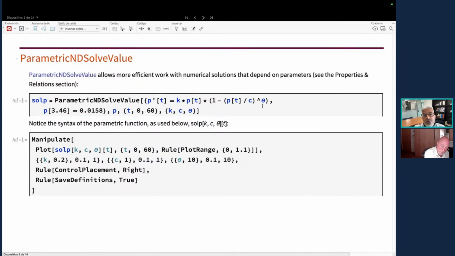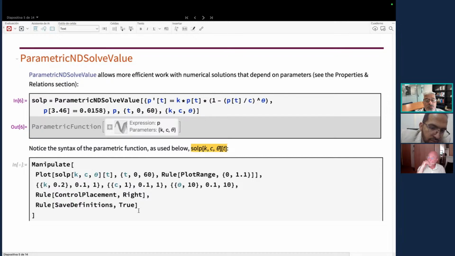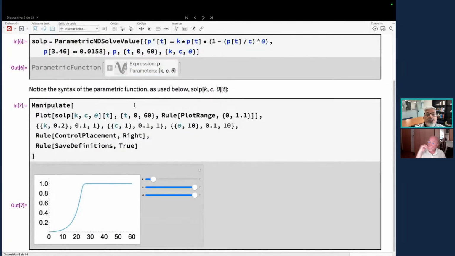ParametricNDSolveValue allows more efficient work with numerical solutions that depend on parameters, as you can see in the properties and relations section of the documentation for ParametricNDSolveValue. So here I am going to use ParametricNDSolveValue. It has a very similar syntax to NDSolveValue. The difference now is that we are specifying that we have three parameters, k, c, and theta. And also notice, when I use it below in this Manipulate, the solution that was obtained here in solveP, notice please the syntax.